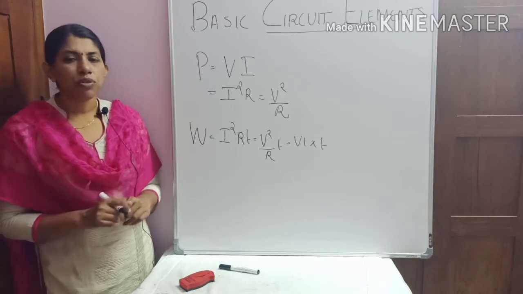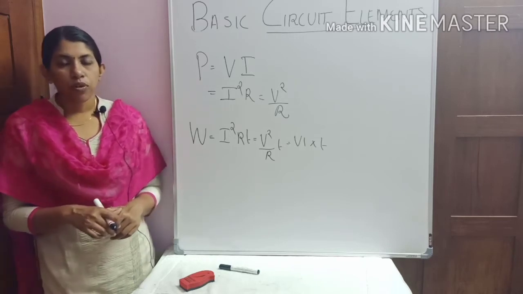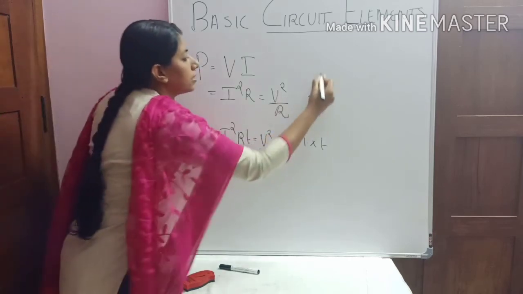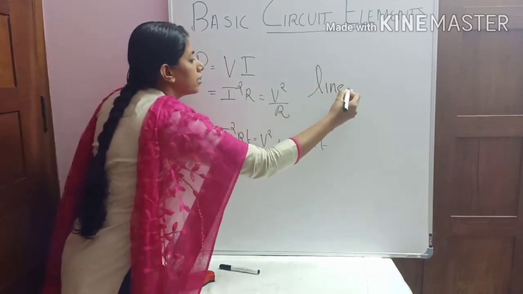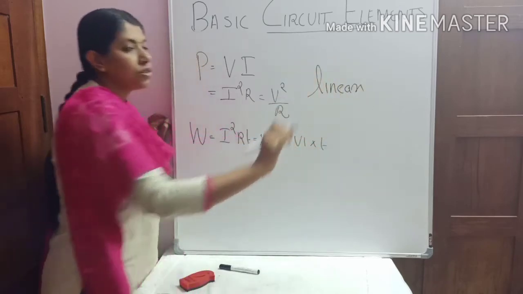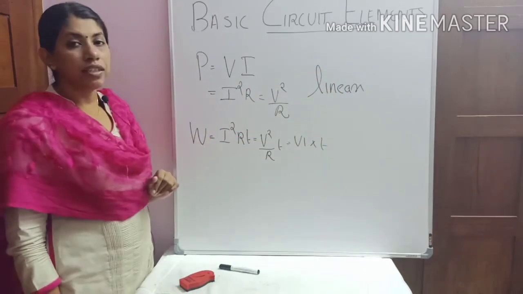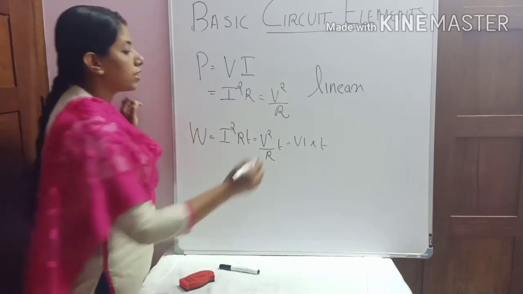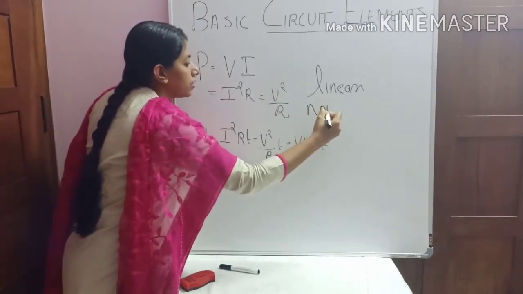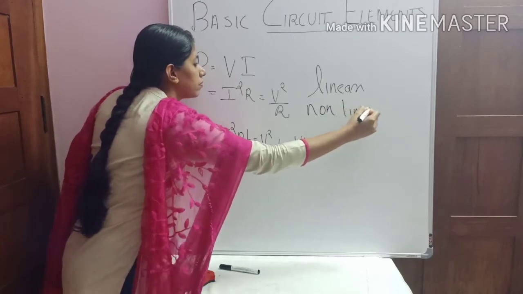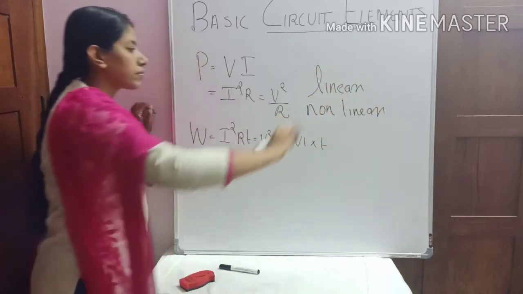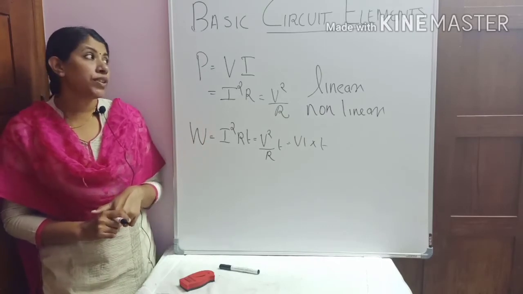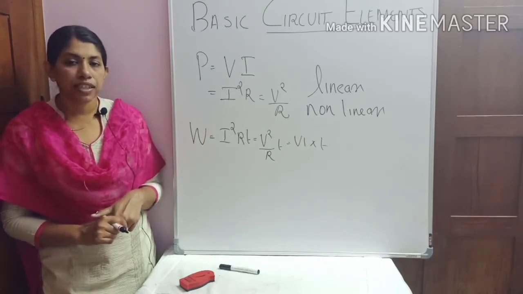Now one more thing I forgot to tell. Resistors which obey Ohm's law are called linear resistors. And those resistors which do not obey Ohm's law are called non-linear. So this is all about resistors. Now we will go on to the second circuit element, that is inductor.